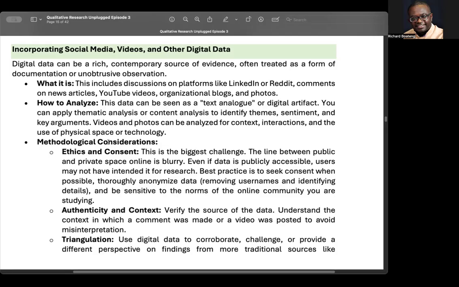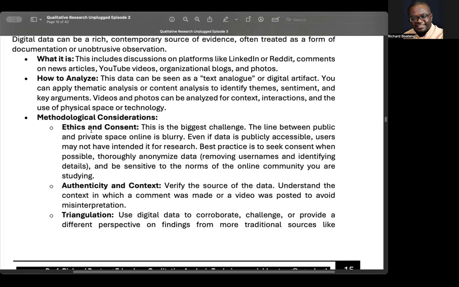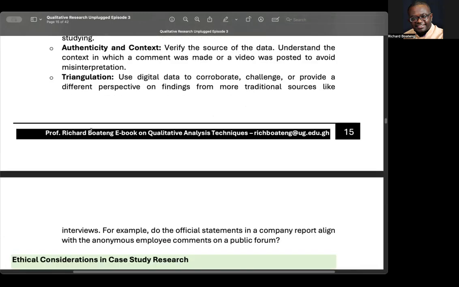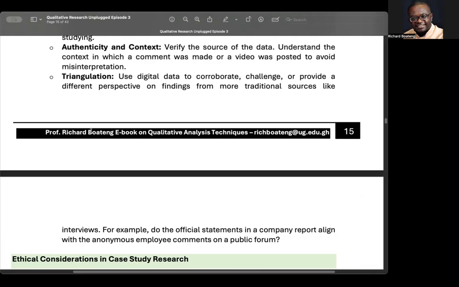Okay. Anonymize rigorously. Yes. Also, critically evaluate the authenticity and context of the data. Who posted it? Why? What was the surrounding conversation? Avoid taking things out of context. And finally, use digital data as part of your triangulation strategy. Don't rely on it solely. Use it to corroborate, challenge, or provide a different angle on findings from your interviews, documents, or observations. It adds another layer, but handle it with care.